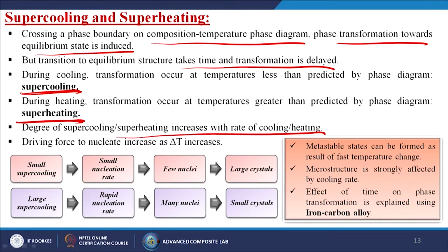Driving force to nucleate increases as del T increases. So, small supercooling means a small nucleation rate, few nuclei and large crystals. Large supercooling means a rapid nucleation rate, many nuclei and small crystals. Metastable states can be formed as a result of fast temperature change. Microstructure is strongly affected by the cooling rate. The effect of time on phase transformations is explained using the iron carbon alloy.